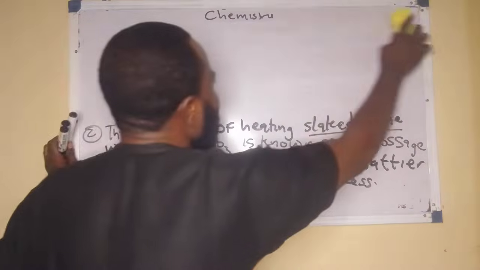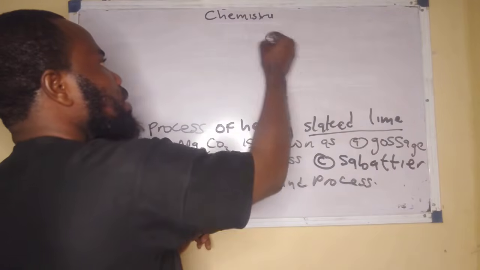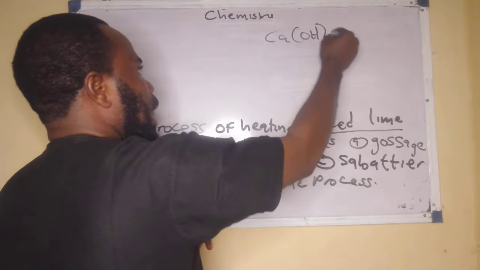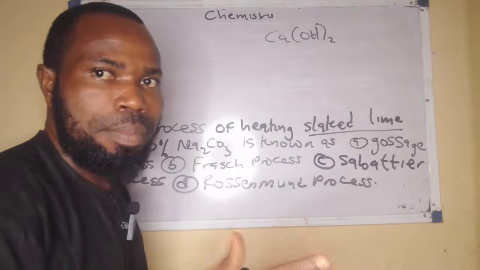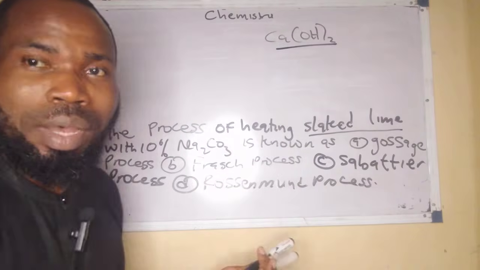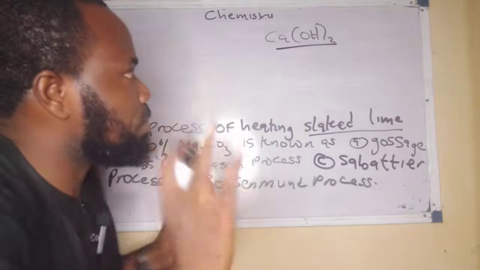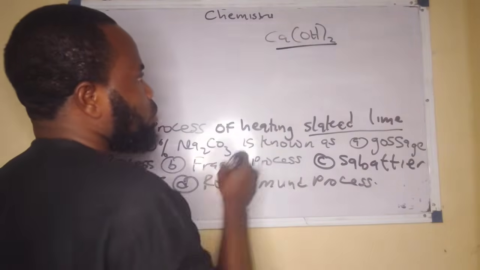Now we need to analyze. Now slaked lime is what? Is calcium hydroxide. That is slaked lime. Slaked lime is calcium hydroxide. Now this slaked lime, of course, can also be referred to as lime water, but if it's more dilute, it's called what? Lime water. Now let's leave that for now. Now this is calcium hydroxide, which is slaked lime.